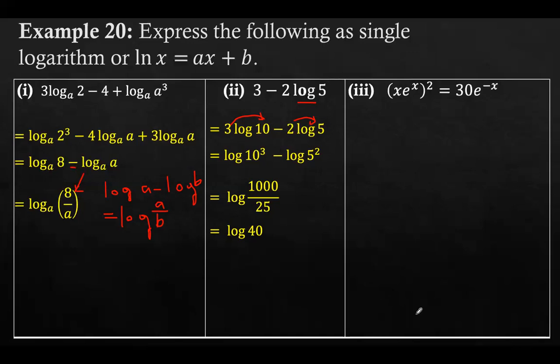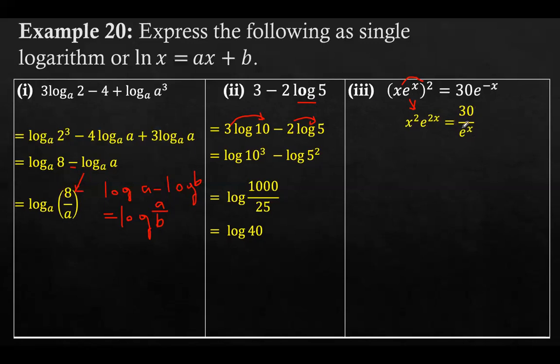Okay, number 3 involves e, right? So x times e to the power x, to the power 2. This one is just like the index. So x to the power 2, and then x times 2 becomes 2x. So you get x squared e to the power 2x equals 30 over e to the power x, because here it is negative. E to the power negative x becomes over e to the power x.